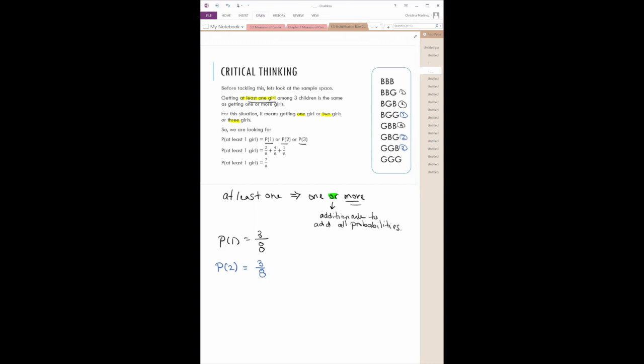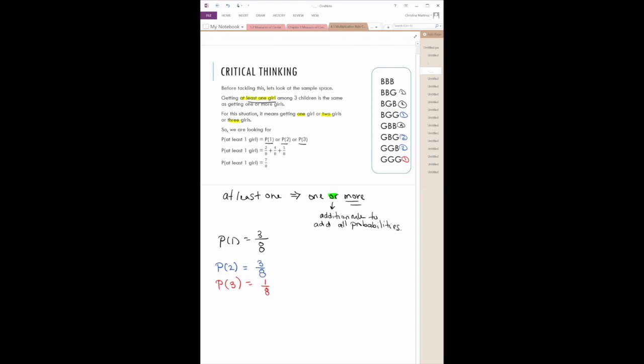And now let's look at the last case. I'm going to do that in red. I want the probability of getting the 3 girls. And from here, there's only one option for this. It is the final one. So to get the 3 girls, it is 1 out of the total. Okay, so I have all of these possible cases here.